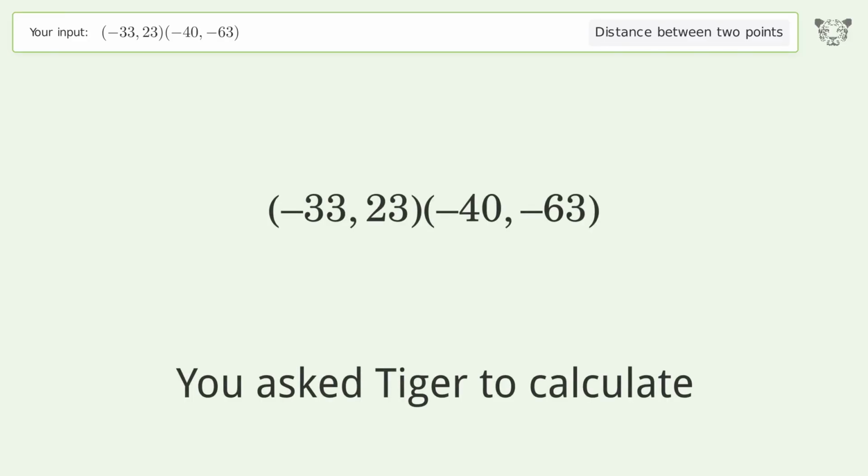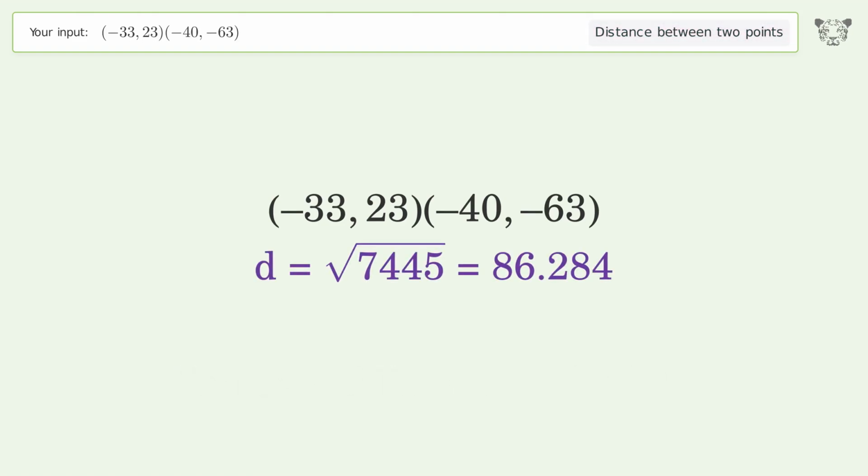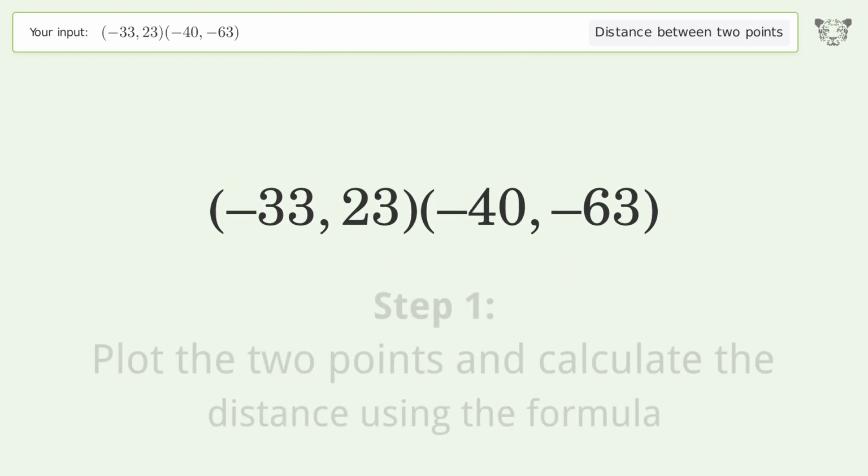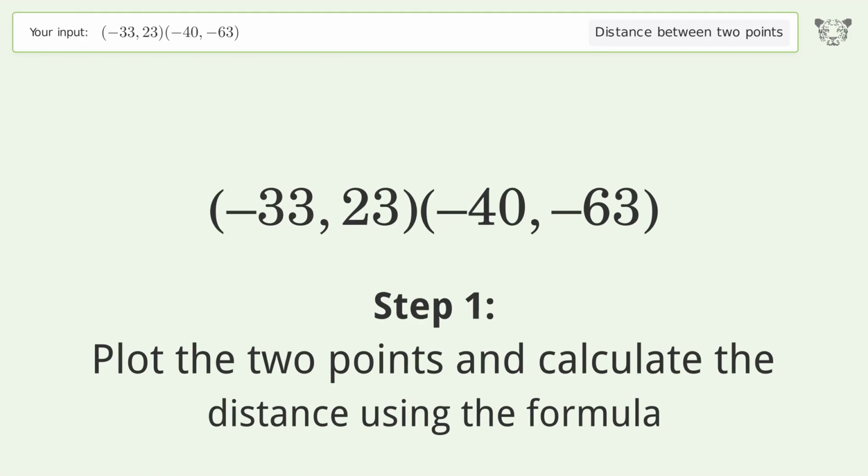You ask Tiger to calculate. This deals with the distance between 2 points. The distance between the 2 points is the square root of 7,445, or 86.284. Let's solve it step by step. Plot the 2 points and calculate the distance using the formula.